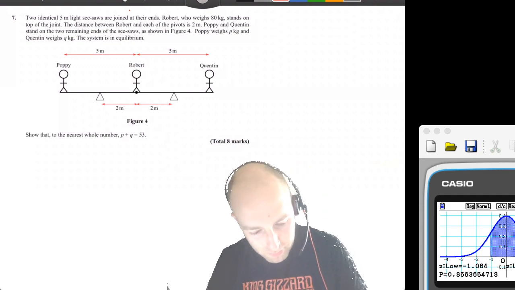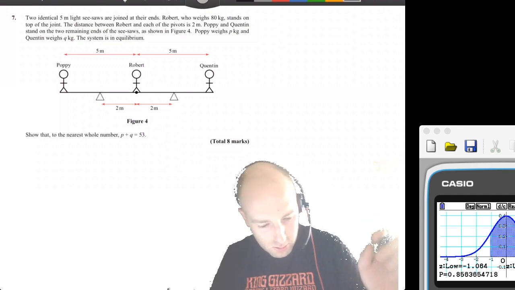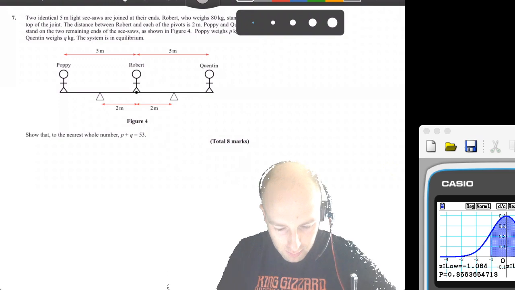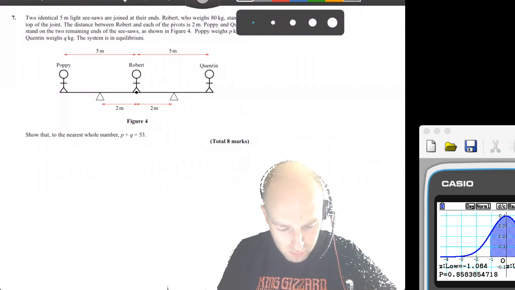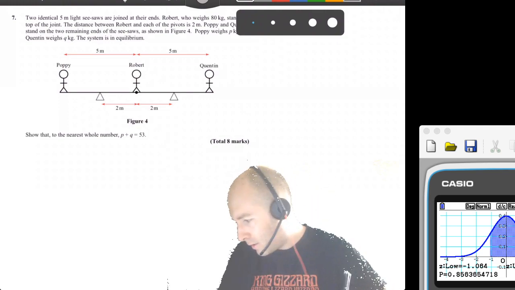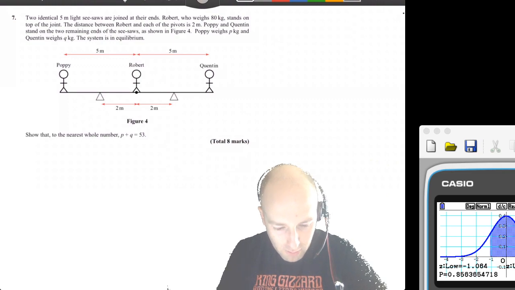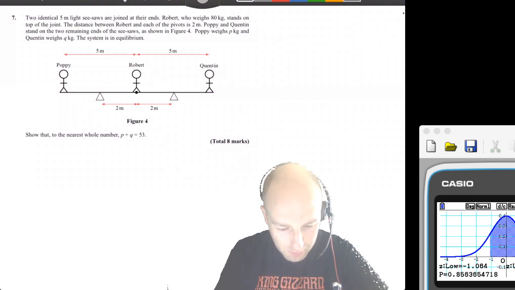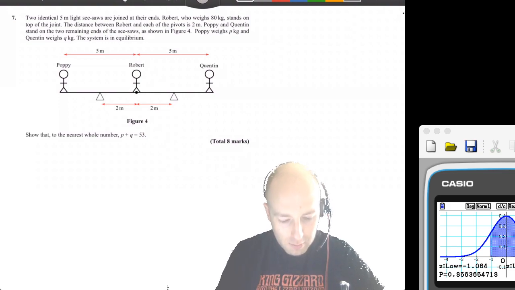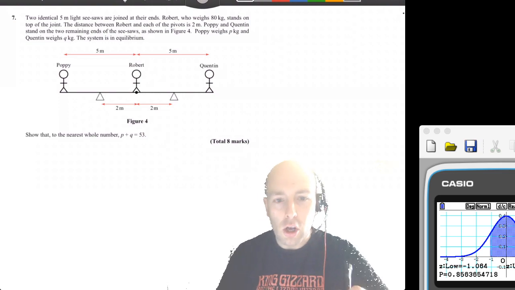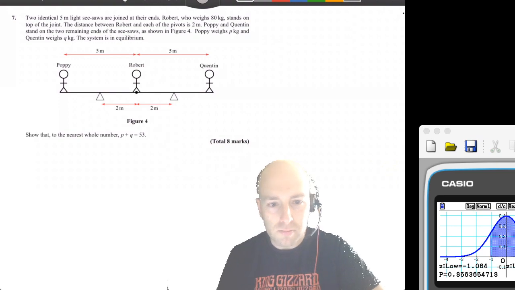So, two seesaws are joined at their ends. Robert in the middle weighs 80, standing on top of the joint of the two seesaws. That seems like a dodgy place to stand, but there we go. The distance between Robert and each pivot is 2 meters. Poppy and Quentin stand on the two remaining ends of the seesaws. Poppy weighs P, Quentin weighs Q. System is in equilibrium. Lovely. What a horrible question.